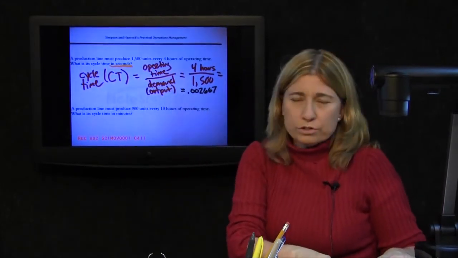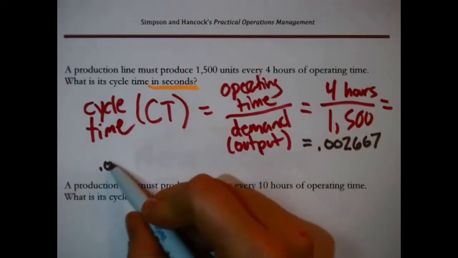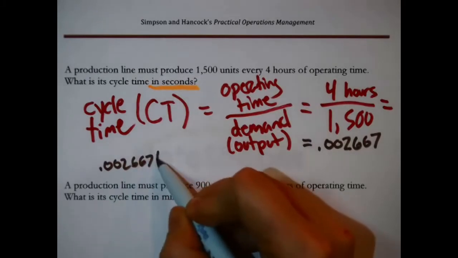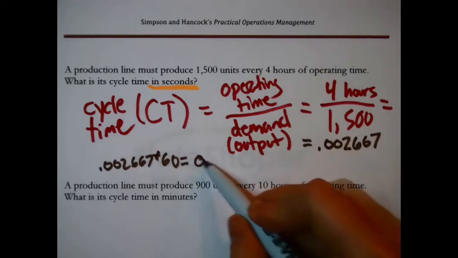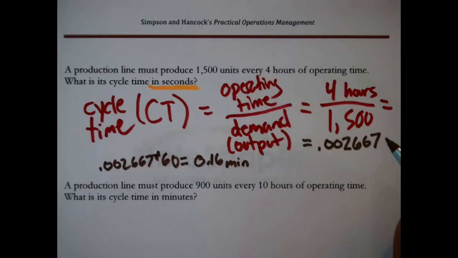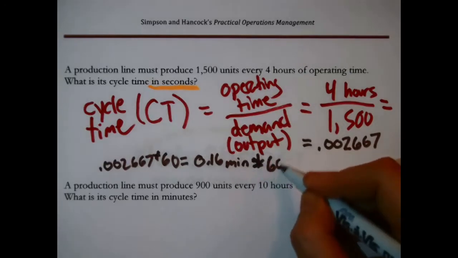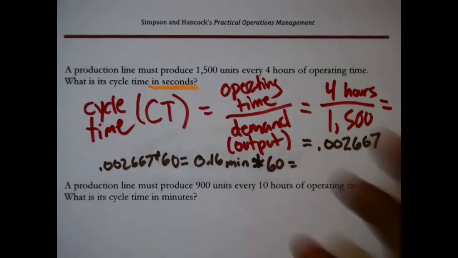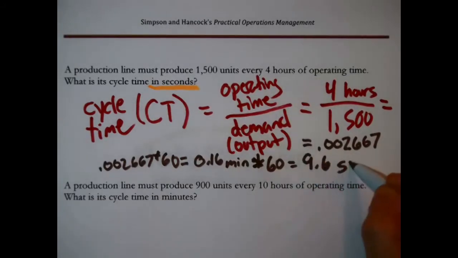It's not hard to translate it into minutes or into seconds. Matter of fact, if you said 0.002667 and you multiplied that by 60, I did that and I get 0.16. That's minutes. Okay, 0.16 minutes. If you take that and you multiply it by 60 again, because there's 60 seconds in a minute, I get 9.6. That's the answer to the question.